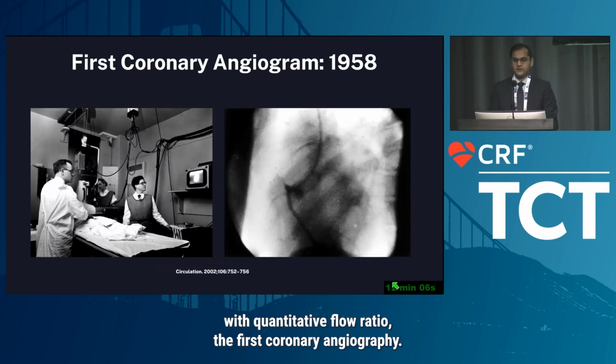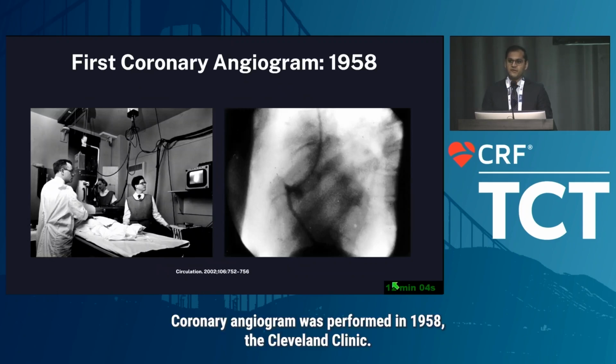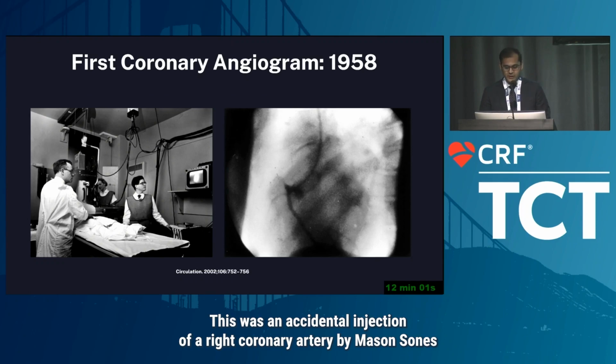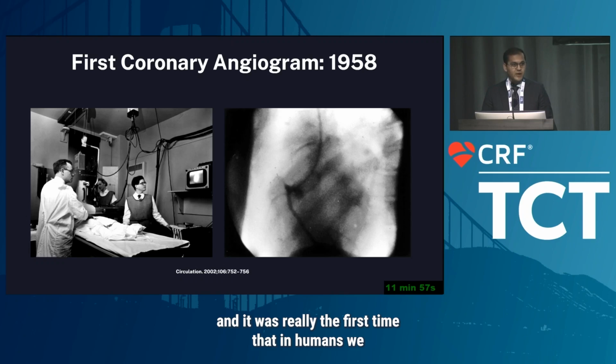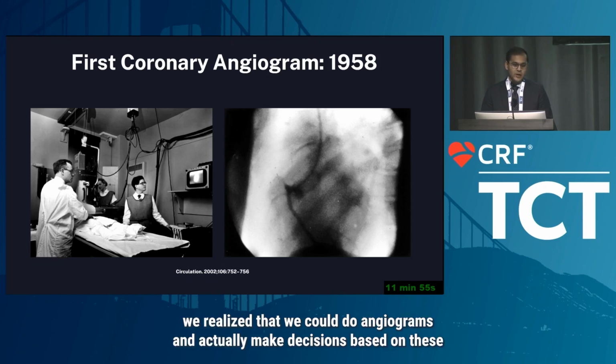The first coronary angiogram was performed in 1958 at the Cleveland Clinic. This was an accidental injection of a right coronary artery by Mason Sones. And it was really the first time that in humans we realized that we could do angiograms and actually make decisions based on these.